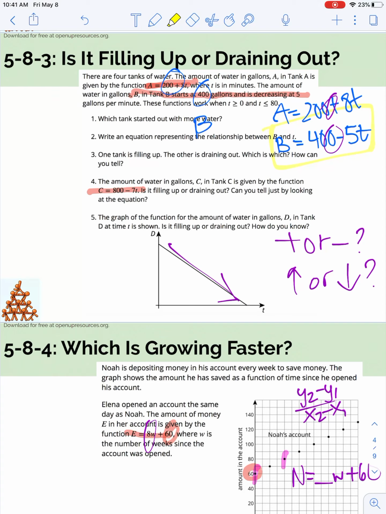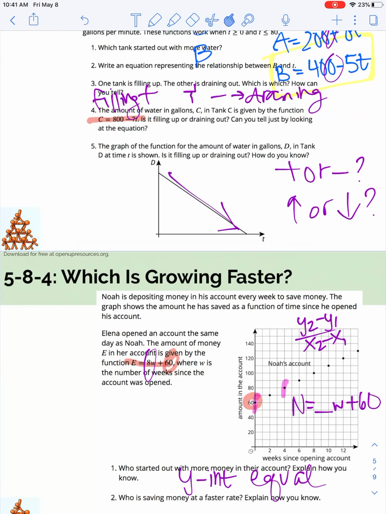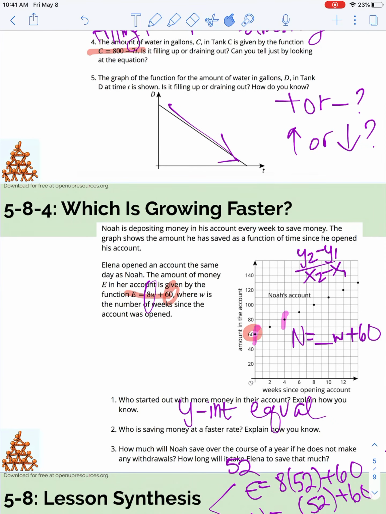Number 3 says one tank is filling up and the other is draining out. Which is which, and how can you tell? A hint here is that I can tell because one is positive and one is negative. So negative is draining and positive is filling. Hope that makes sense. Number 4 says the amount of water is given by this function. I highlighted it in red. Is it draining or filling? Based on number 3, what do you think? Number 5, same idea. The line is going down. It's a negative slope. Do you think that's draining or filling?